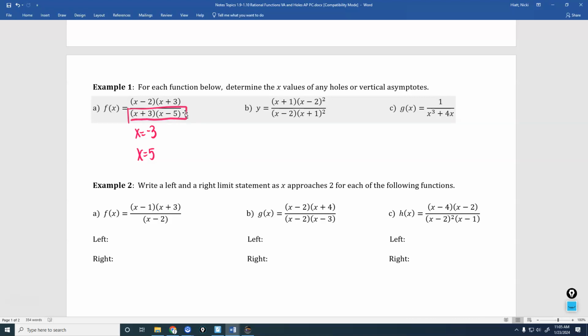One of these is going to be a hole. One of them is going to be a vertical asymptote. Which one is the hole? It's the negative 3. Why, Tyler? Because they cancel out. Because those factors cancel out. So that is your hole in the graph. And I don't know if he uses this wording, but let me also tell you up here, a hole is also sometimes called a removable discontinuity.